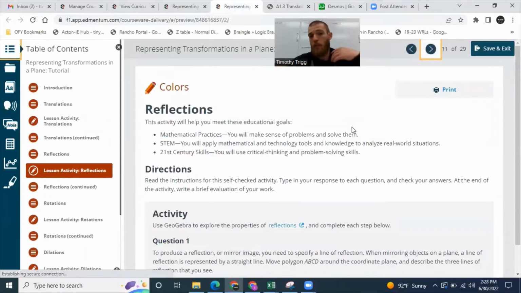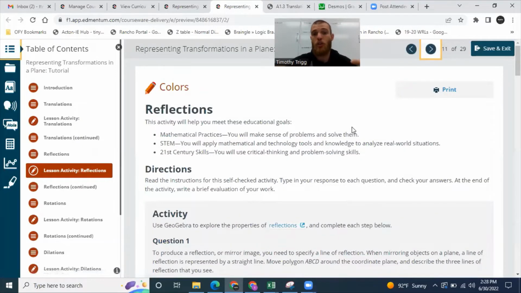Okay, so that was our first type of transformation. It's called a translation. It's the simplest kind. It's just shifting it left to right. Look, notice I'm translating my screen right now, my face.